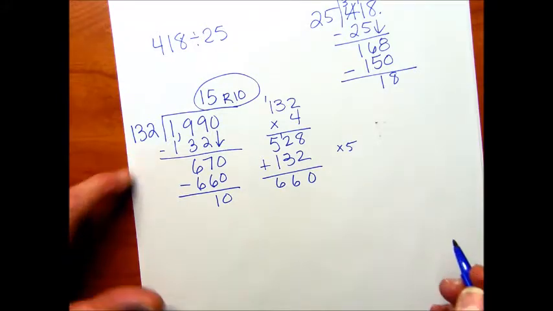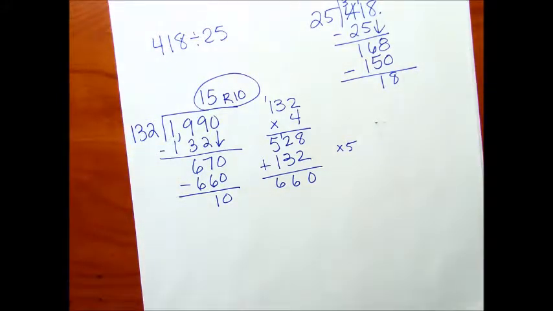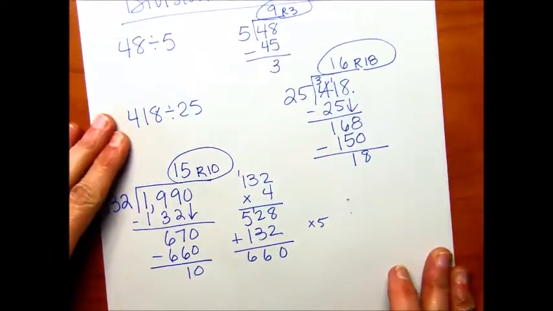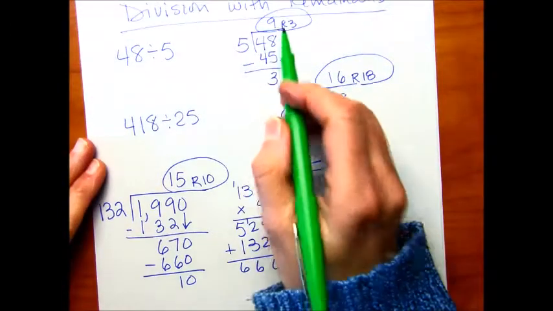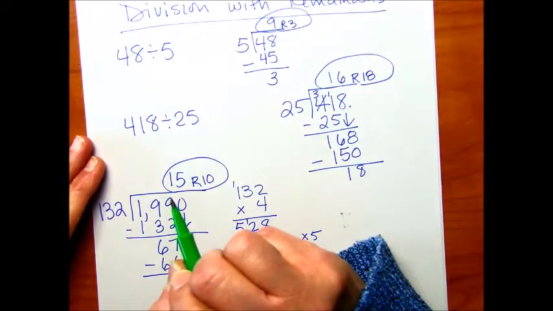Now let me show you a way to check your work. If you don't have a calculator, we're going to multiply. We're going to use multiplication and addition to go backwards. So let's first look at this first problem. We had, if we divided 48 by 5, we got 9 with a remainder 3.